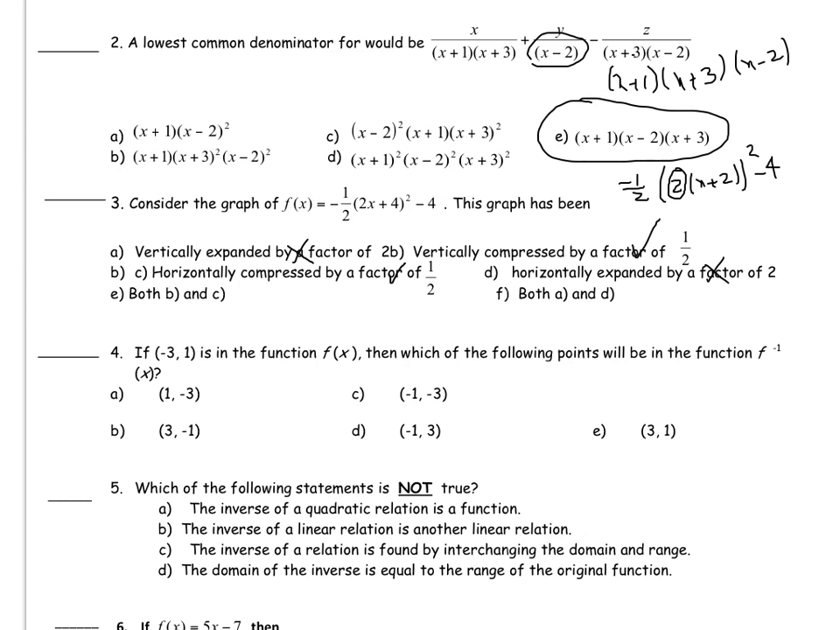Option E says both B and C, and you can see that B was correct and C was correct, so this is correct. And option F says both A and D are correct, which is not correct. So the answer is option E.